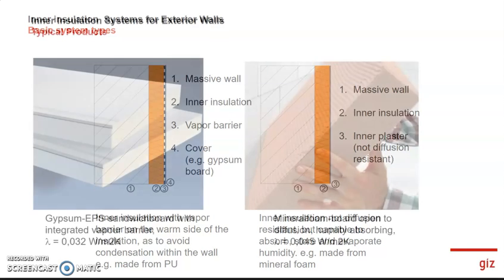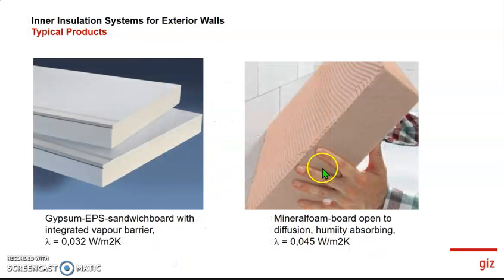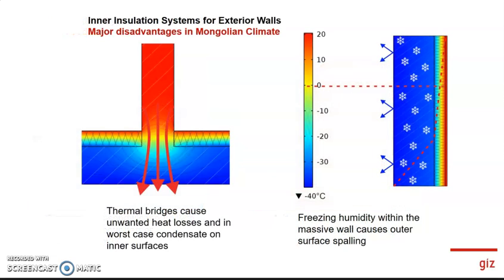For the inner insulation there are different kinds of products. Mineral foam board, open to diffusion, that was the second option. And then here you have the gypsum EPS sandwich board with an integrated vapor barrier. So these are the two options which I just showed you. The vapor barrier is integrated in that one. However, on the last slide, I want to show you the problems.